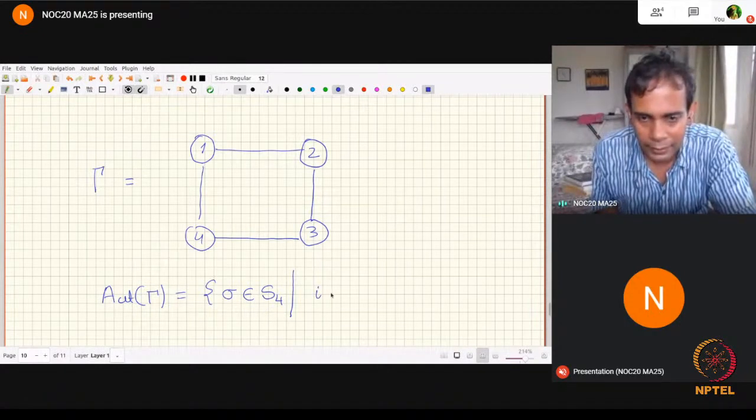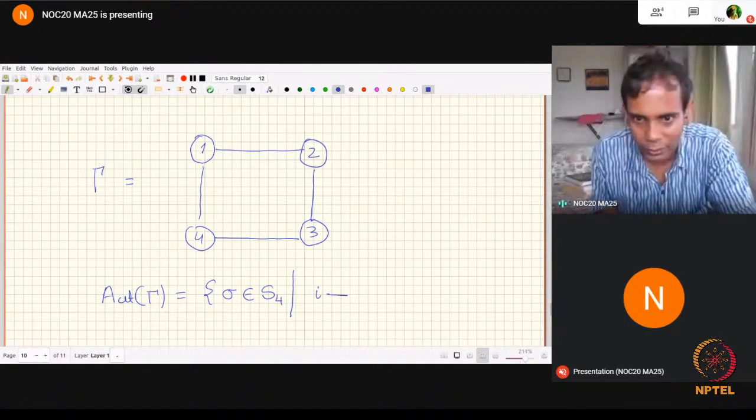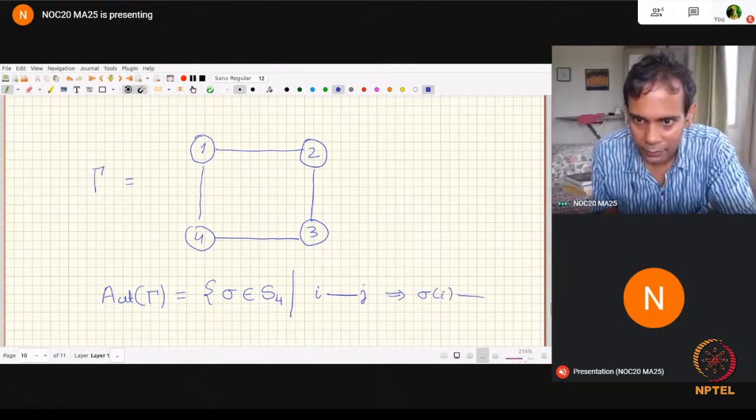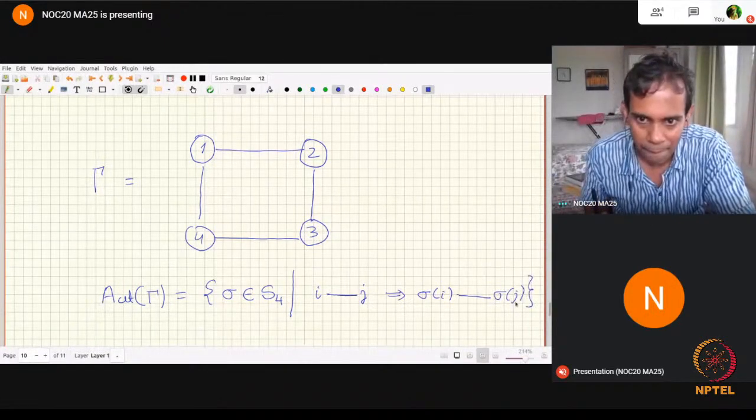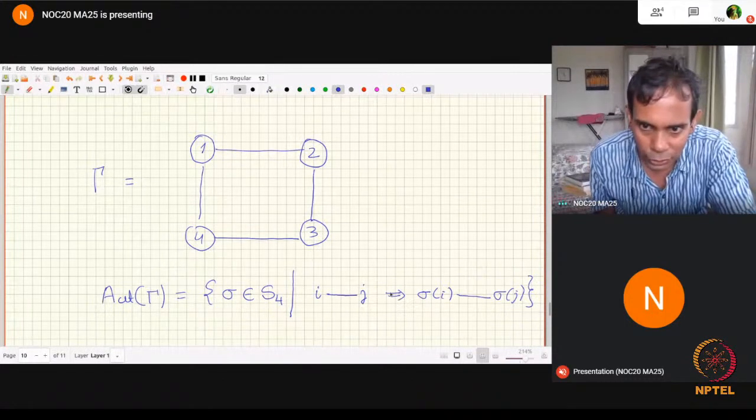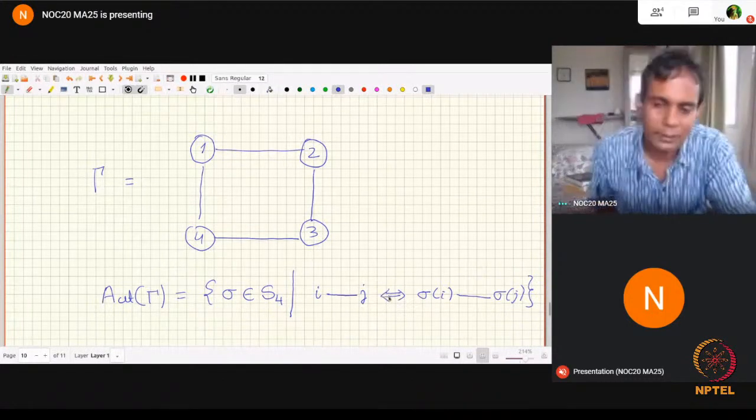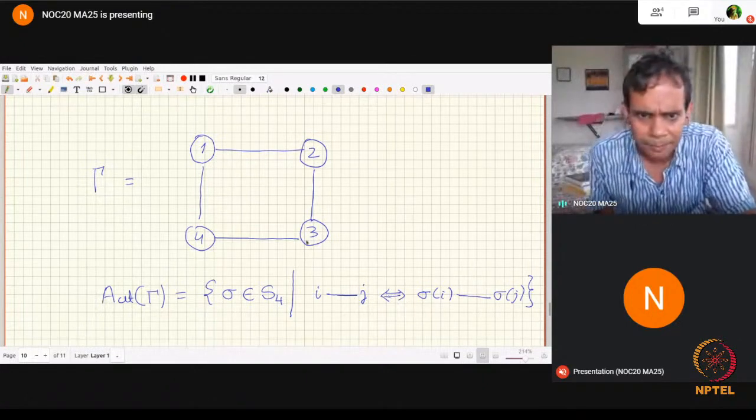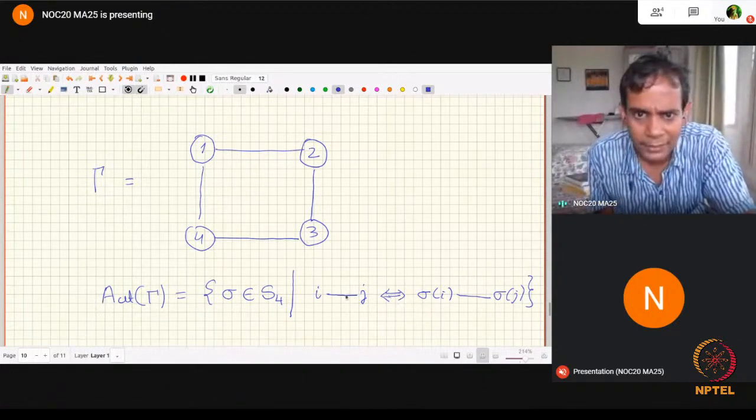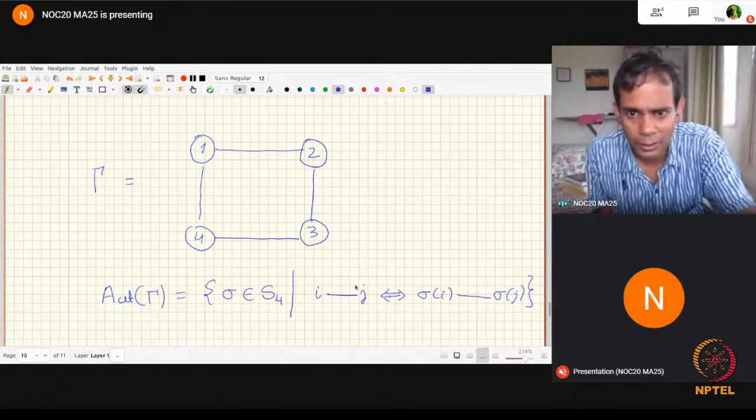if i is connected to j by an edge, which I will denote by drawing a line from i to j, then sigma(i) is connected to sigma(j) by an edge. This is the definition of Aut Gamma. And you can show that this is reversible because sigma is a bijection. That's the definition of Aut Gamma.